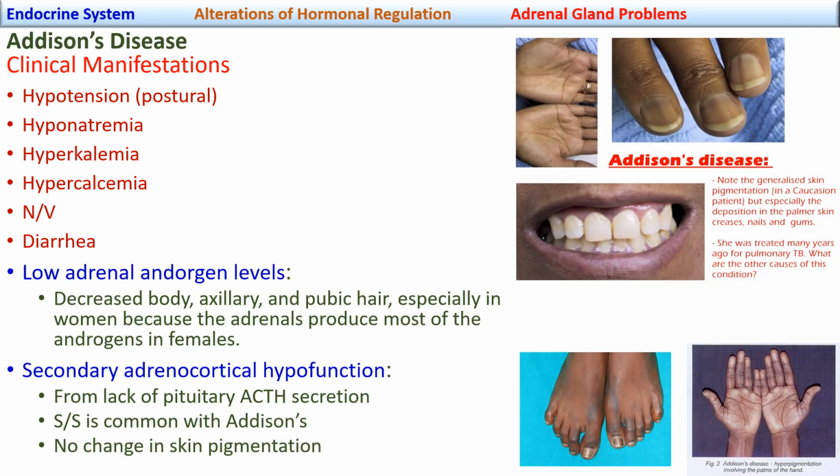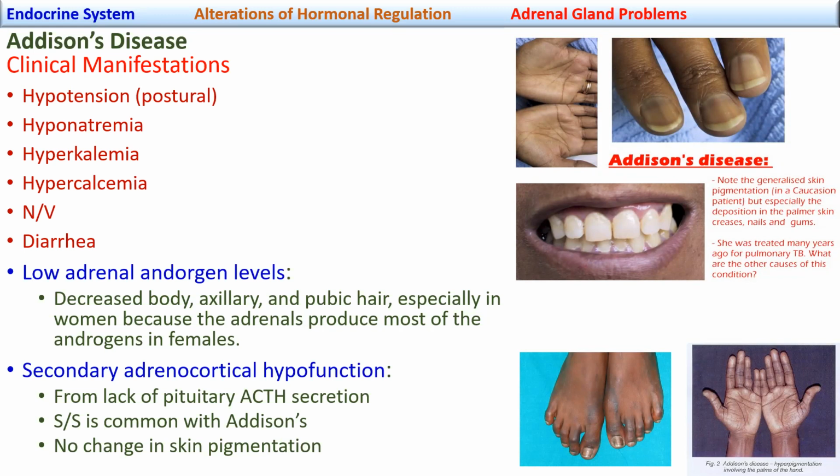Now, the clinical manifestation of Addison's disease is like a dichotomy, the opposite of Cushing syndrome. Hypotension instead of hypertension in Cushing syndrome. So here the patient will have low blood pressure, especially postural hypotension, and this is due to hypovolemia. And hyponatremia, that's due to the low aldosterone secretion.